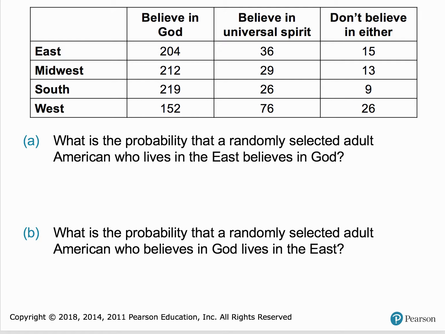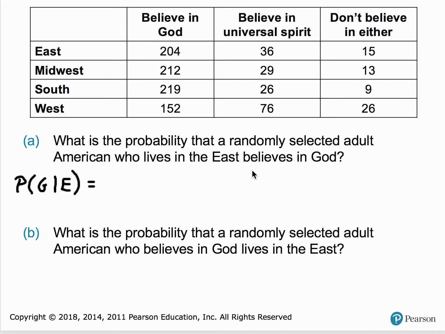What is the probability that a randomly selected adult American who lives in the East believes in God? Okay, so this is the probability that you believe in God given that you live in the East, because it says a randomly selected American who lives in the East. We know he lives in the East. What's the probability that he believes in God?